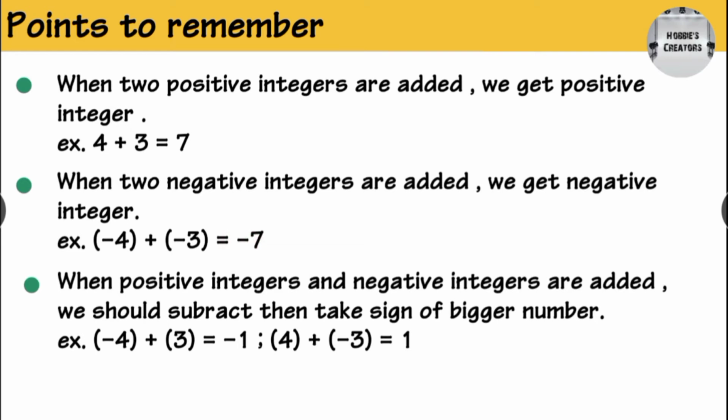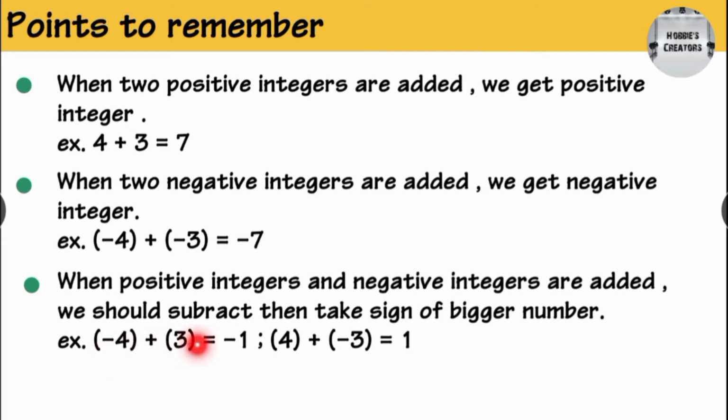Now the third one, when positive and negative integers are added. When we add a positive integer and a negative integer, we have to subtract. We should not add. Just look at the integers. For example, see here, minus 4 added to plus 3. You have to subtract, because here we have a minus sign and here we have a plus sign. Minus into plus is nothing but minus. We have seen that in the multiplication table of integers, right? So we have to subtract.